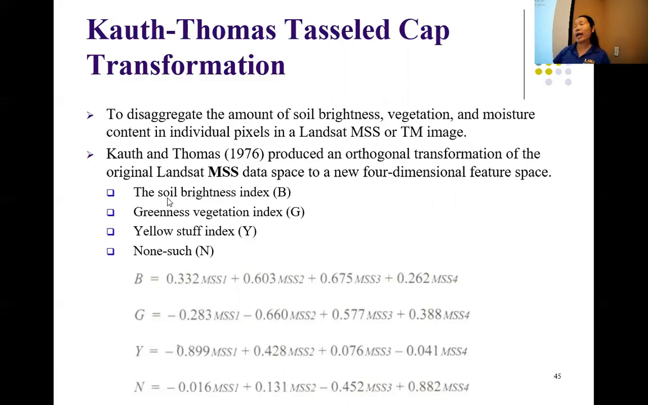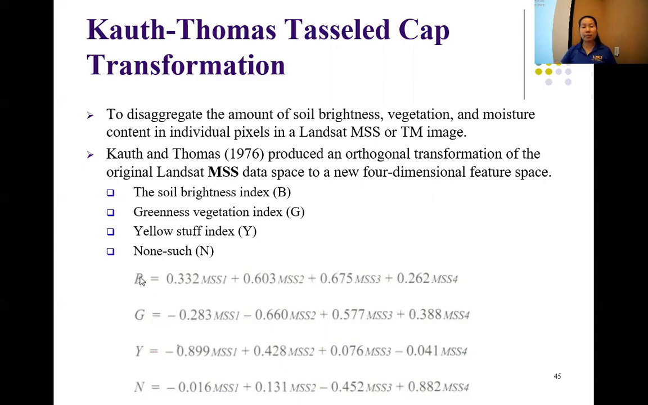Here the three indices are the soil brightness index, which is B, the greenness vegetation index, which is G, and the yellow stuff index. This is the method introduced by a paper in 1976. Remember, the Landsat mission was first launched in 1972, so this method was designed for the early Landsat MSS dataset.